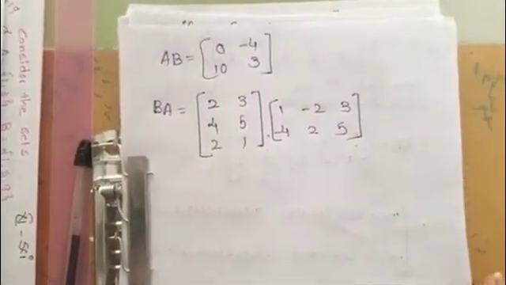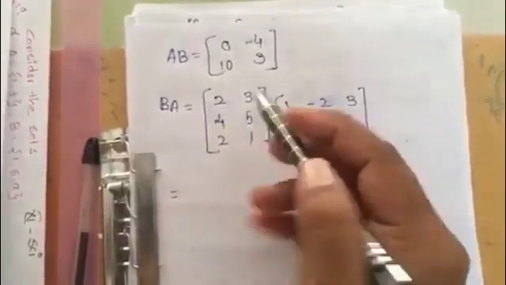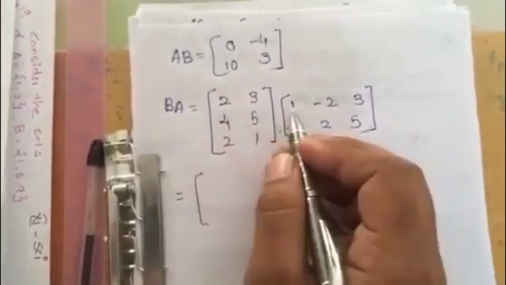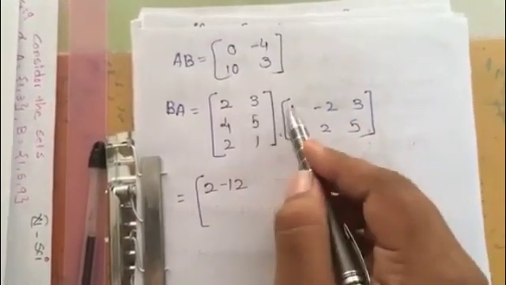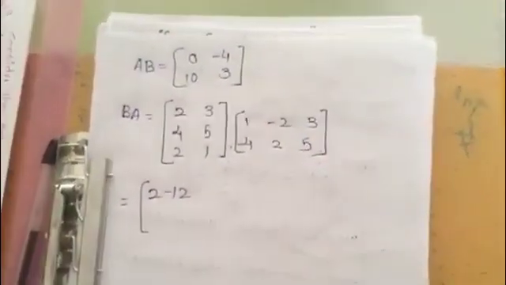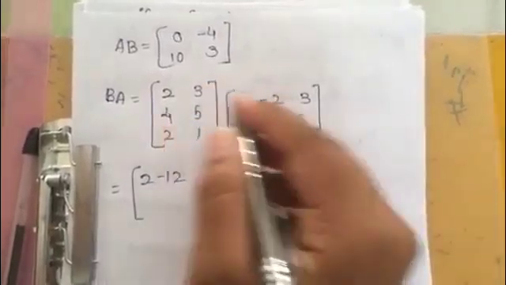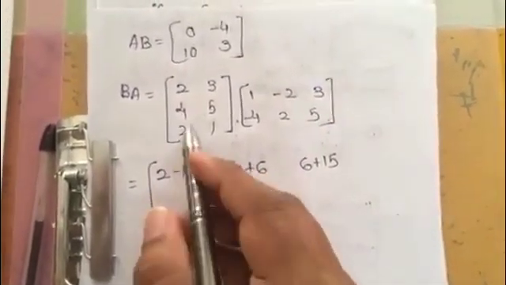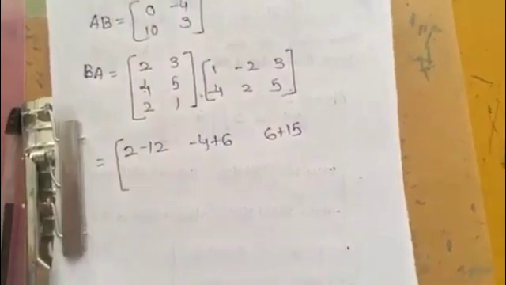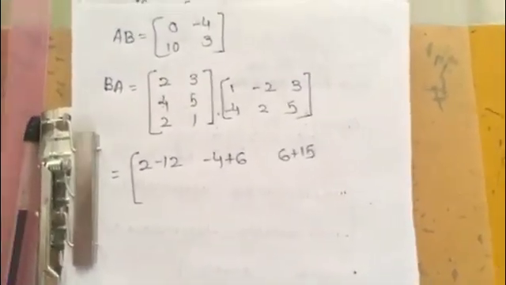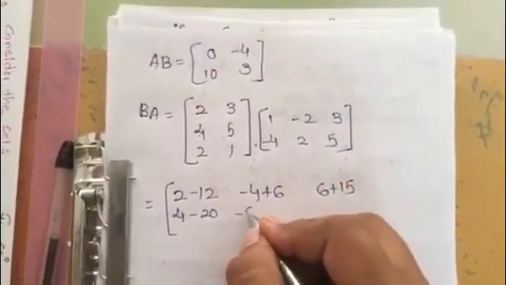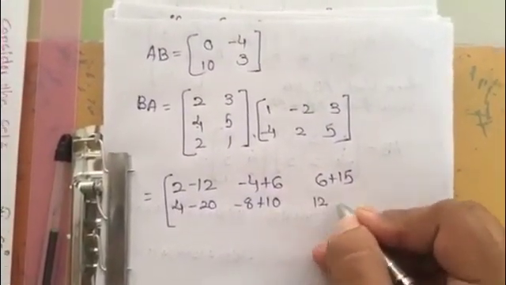Okay, so let's start the multiplication. First row, first column: 2 ones are 2, minus 12. We can directly multiply the first element and the second element. Now 2 2s are 4, that is minus 4, 3 2s are 6 plus 6. 2 3s are 6 plus 15. Next is 4 into 1, minus 20. 4 2s are 8 minus 8 plus 10 and 12 plus 25.